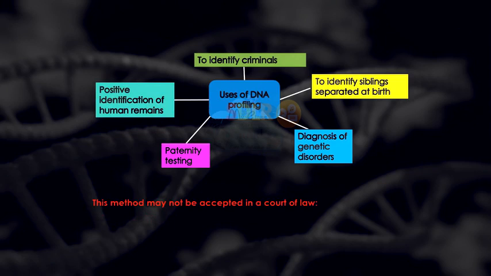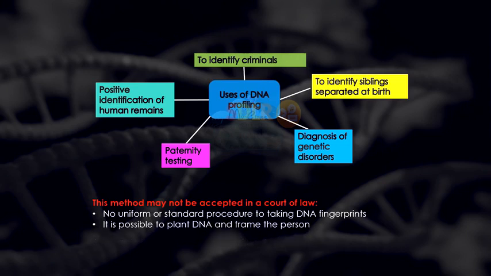However, this method may not be totally acceptable in a court of law. Why would this be so? Simply because there is no uniform standard procedure for taking fingerprints, or DNA fingerprints more correctly. If everybody in all the countries, and all the different towns were using the same technique, it may become more reliable, but we are unsure about the standard, or the procedure that they are using. And secondly, it is possible to plant DNA, and to frame people at a crime scene.